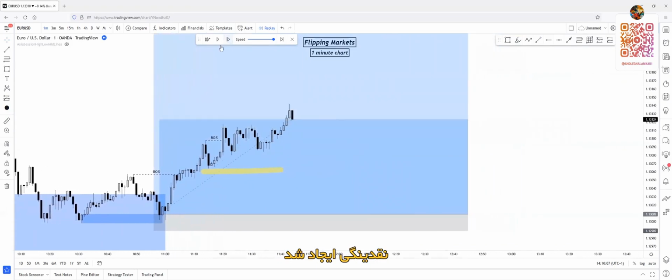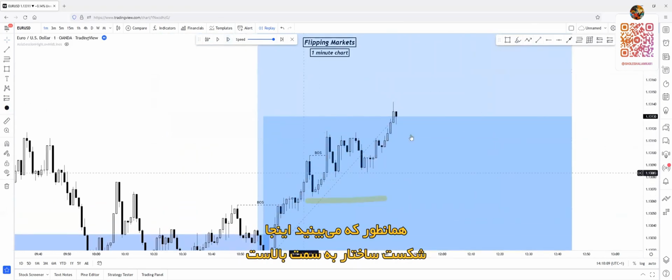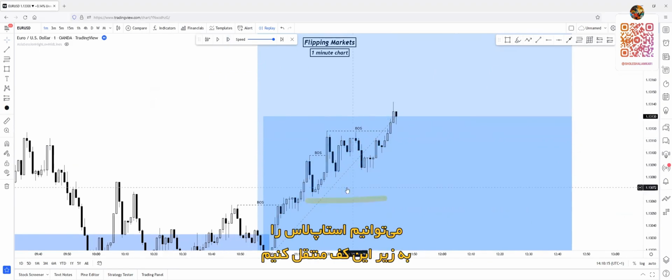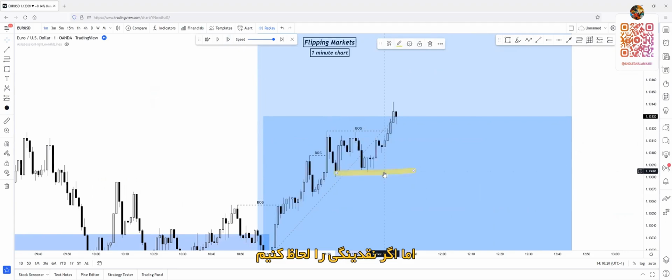Liquidity. And price broke structure to the upside again. As you can see, here's a break of structure to the upside. Also, it happened here. So I will just place my stop loss below this. But considering the liquidity, as you can see, we have liquidity here in this region.